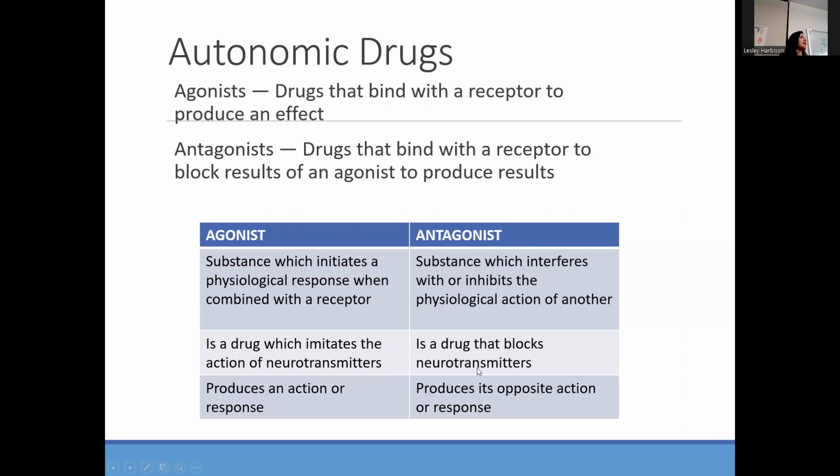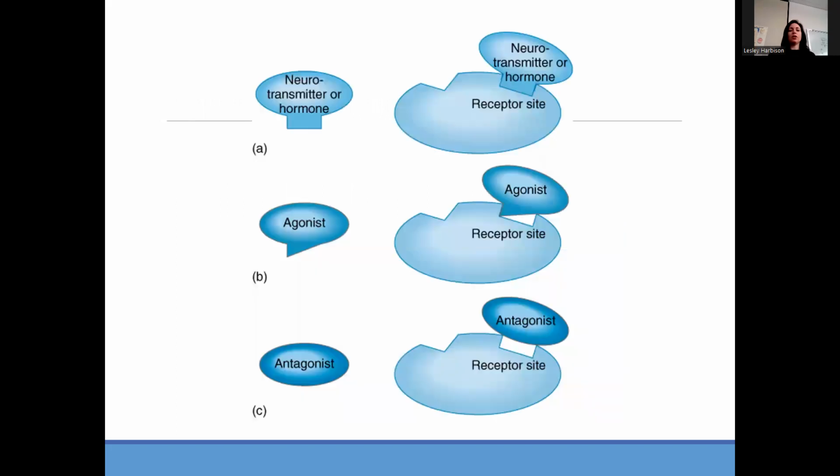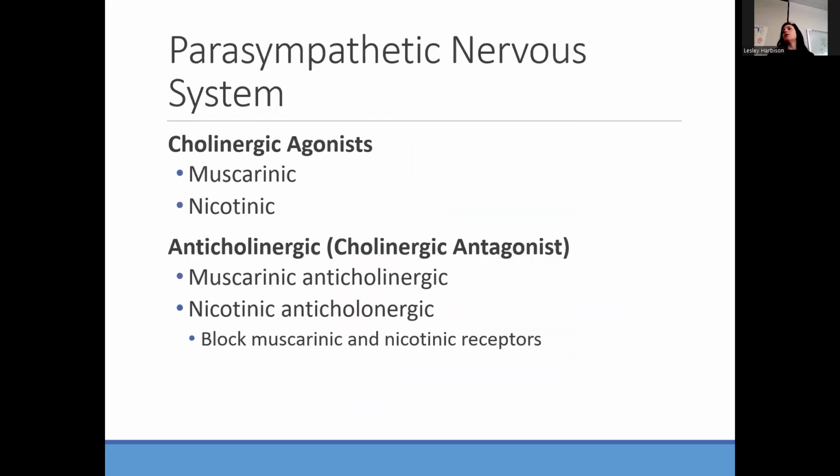So it blocks these endogenous chemicals in our body that would cause some kind of reaction, and it produces the opposite action or response. So instead of dilating, blood vessels maybe aren't as dilated. It causes the opposite response. Here's that picture that we already looked at. I don't think I need to go over that.